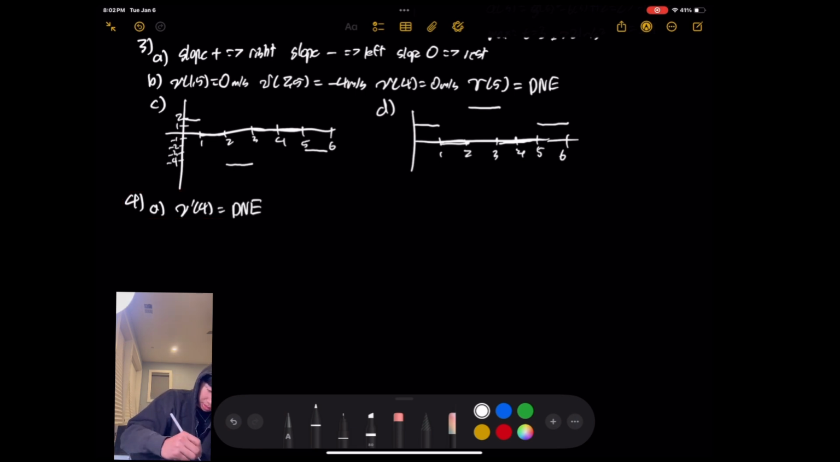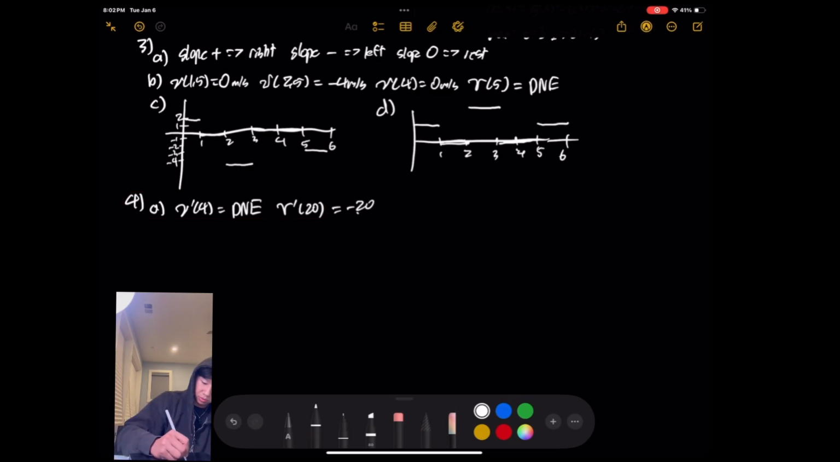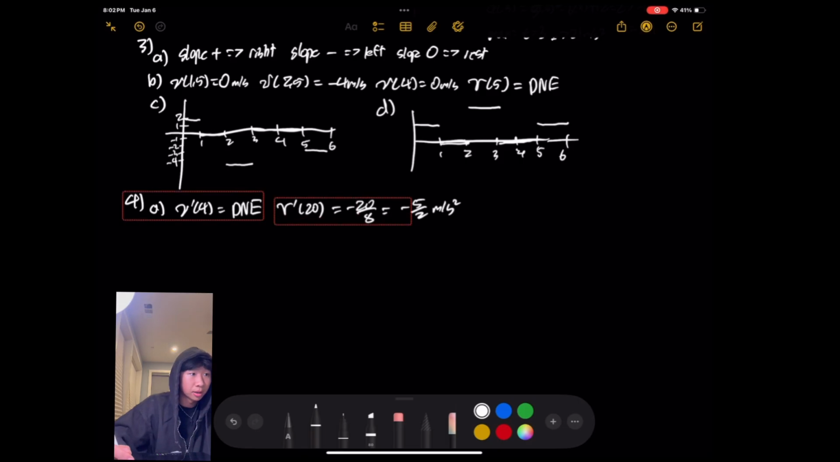V prime of 20, on the other hand, is in the middle of this downward slope. And that slope looks like it's -20/8, which equals -5/2. Yes. Very, very good.